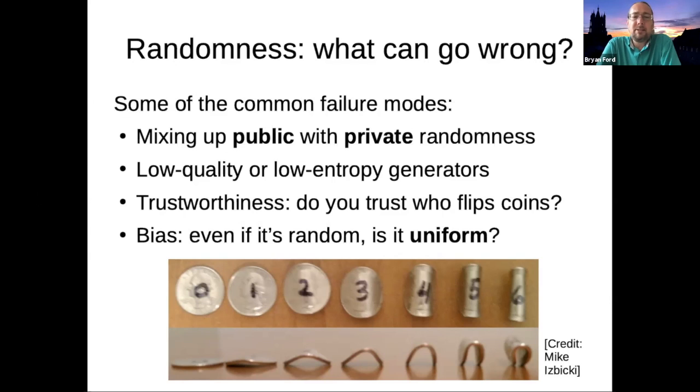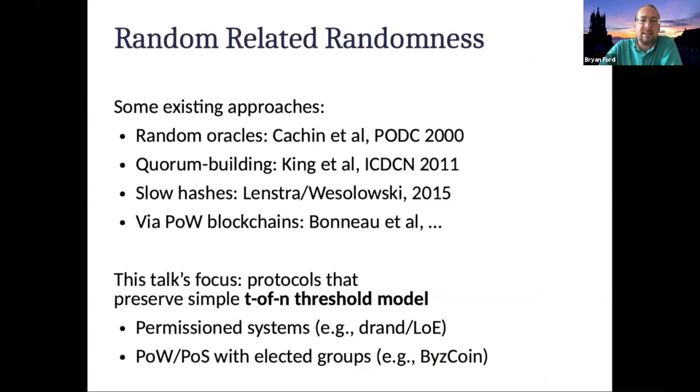But do you trust who flips the coins? And should you trust them? And even if what comes out of a series of coin flips looks random, and even if you're convinced it is random, is it truly uniform? And if it's even a little bit non-uniform, lots of really bad things can happen in the crypto and blockchain world. I won't get into the details there, but we'll come back to that topic of bias later.